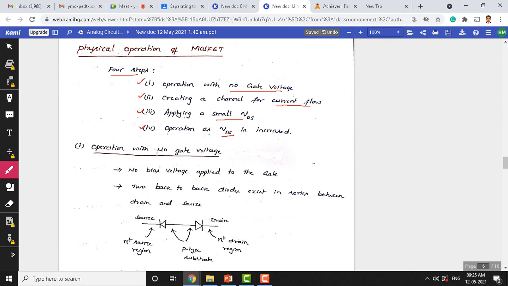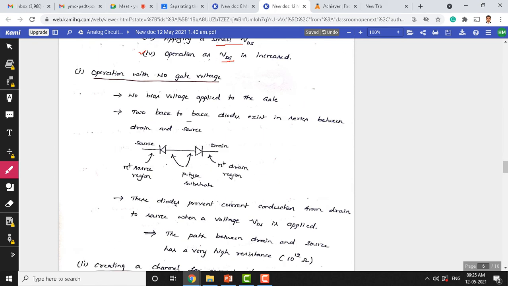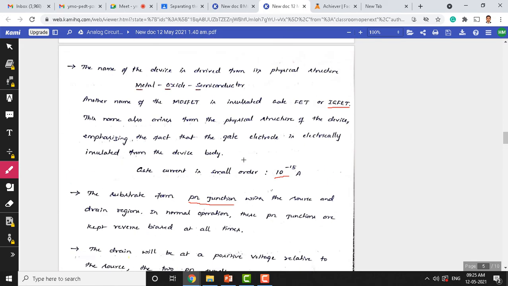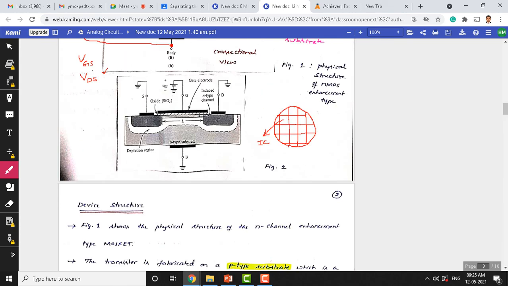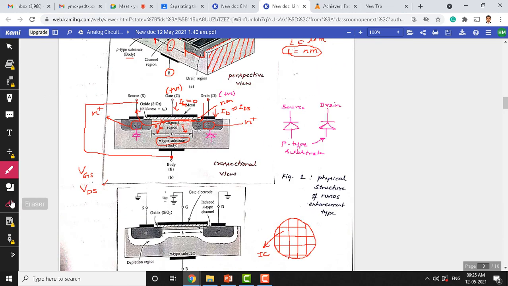What happens when there is no gate voltage? When no bias voltage is applied to the gate, we will see 2 back-to-back diodes that exist in series between the drain and source. The source region, which we said already is an N plus region, and the substrate, which is P type, form a PN junction. The drain region is also an N plus, and on the other side we have the substrate within the MOSFET. Let me show you with the physical structure.